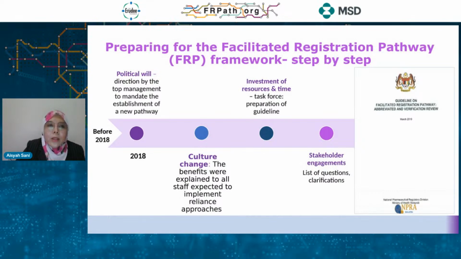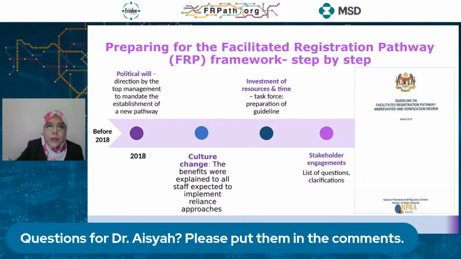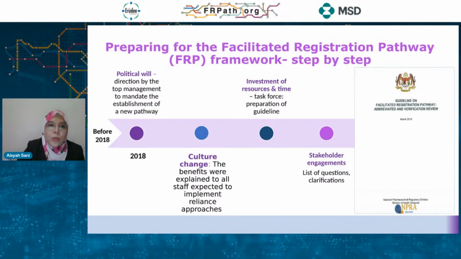So I would like to share the step-by-step preparation of the FRP framework in Malaysia. In early 2018, there was a political will, where we received a direction from the top management to mandate the introduction of this new reliance pathway, whereby the benefits of reliance were clearly explained to all the relevant staff, which is very critical to drive culture change.